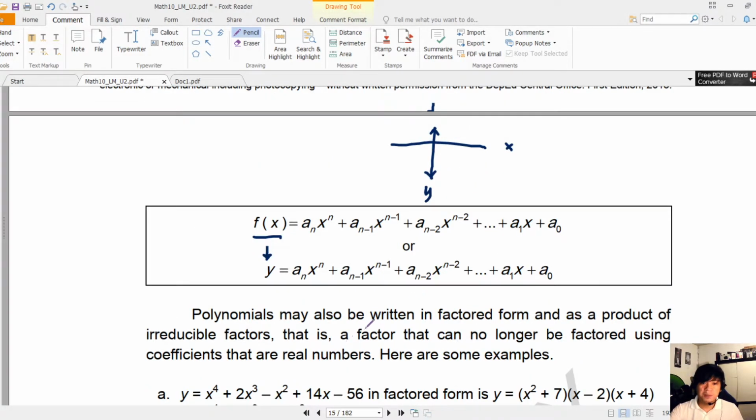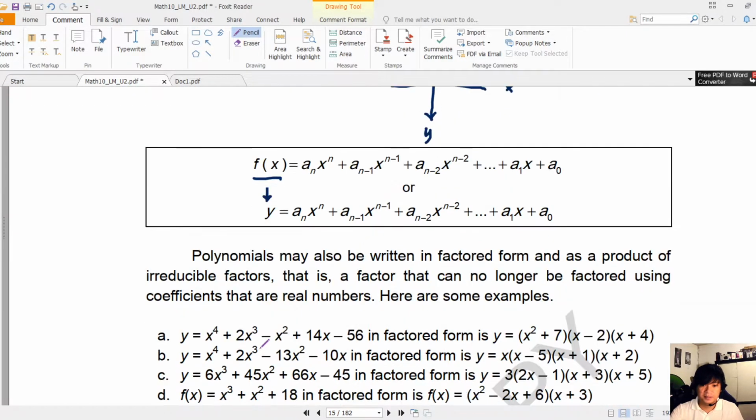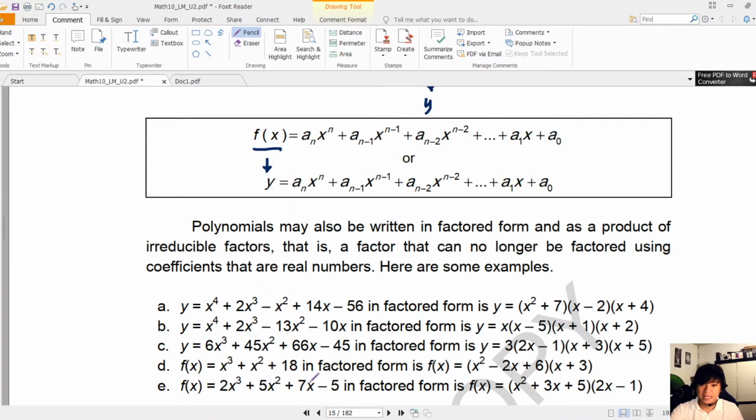So polynomials may also be written in factored form and as a product of irreducible factors. That is, a factor that can no longer be factored using coefficients that are real numbers. Here are examples. So yung lessons natin, nung una, hanapin natin yung real roots, tapos yung real roots will serve as the values of x, and pwede natin convert siya as a factor of a given polynomial expression.